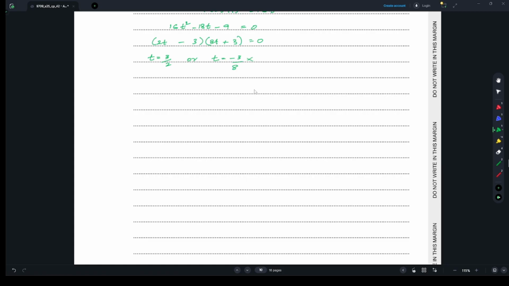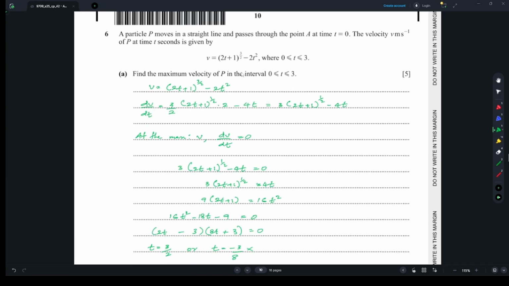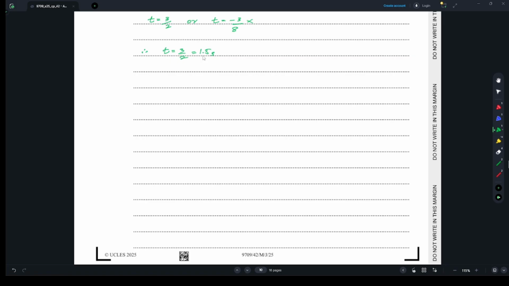Which is wrong, because time cannot be negative. Okay, therefore t equals 3 over 2, or I can write 1.5 seconds. So that means this particle reaches its maximum velocity at the time of 1.5. So I can write, therefore, the max velocity at t equals 1.5 seconds.